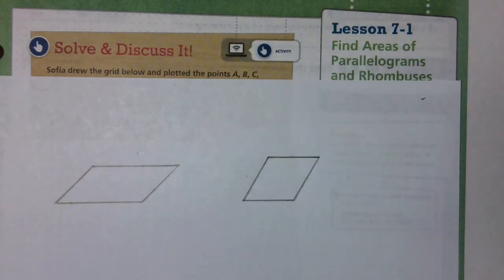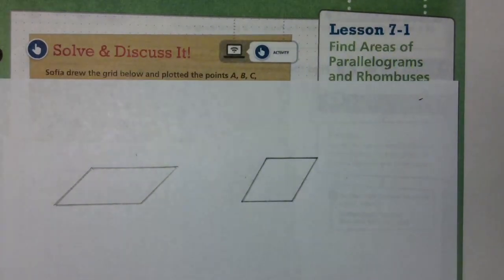Okay, students, we're shifting gears. We're going to start on topic 7, which is working with different geometric shapes. And today we are going to be specifically working with parallelograms and rhombuses.